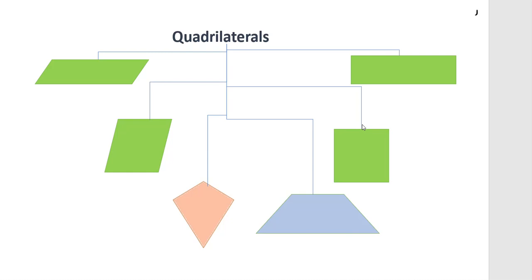The square, and add these features in. I know a square has 4 equal sides and all the corners are 90 degrees. So all the corners are equal. And that's what I call a square. I can fit it in here.